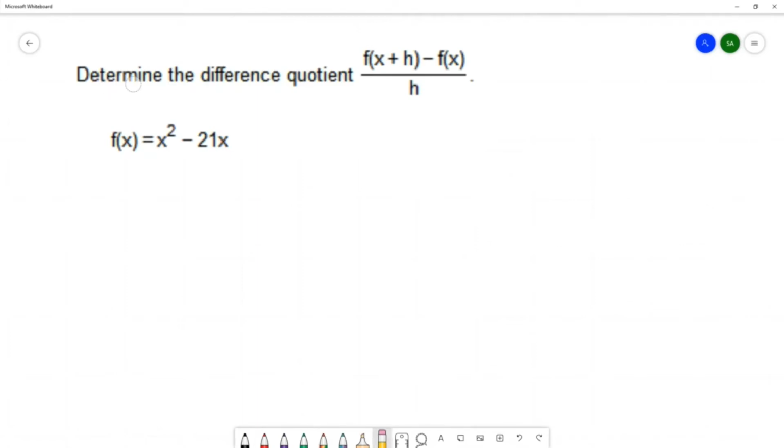On this question, we want to determine the difference quotient, f of x plus h minus f of x over h. So this is what the difference quotient is. And we want to find that difference quotient for this function, f of x equals x squared minus 21x.